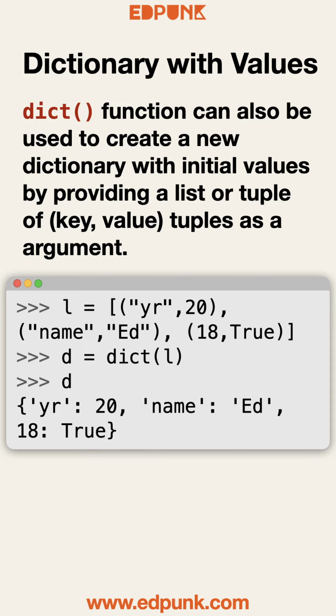You can see how the list of key value tuples are now transformed into a dictionary containing key value pairs: yr is to 20, name is to ed and 18 is to true.